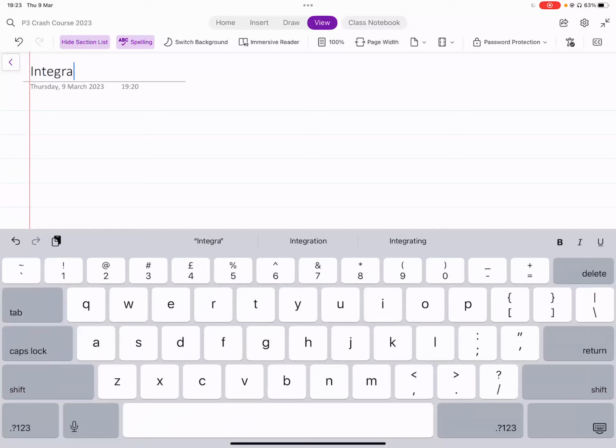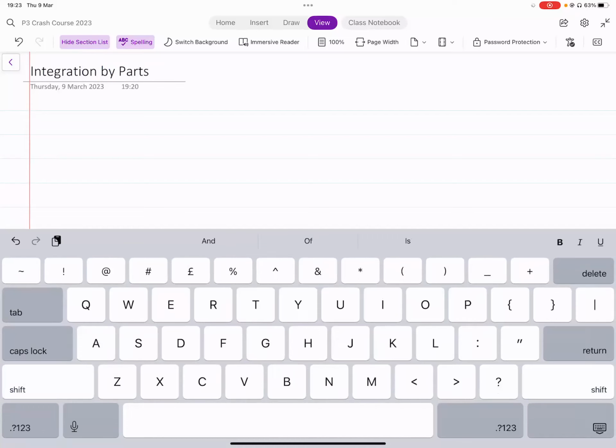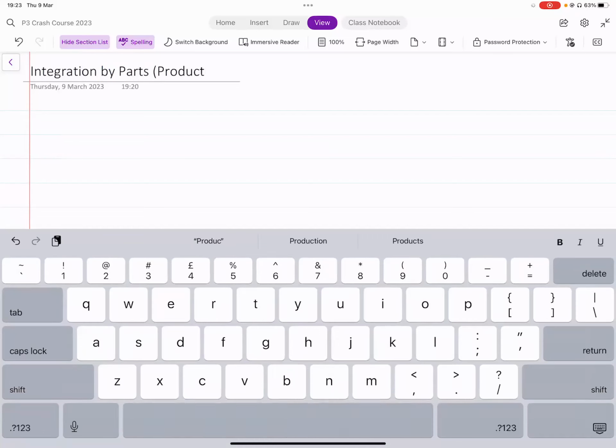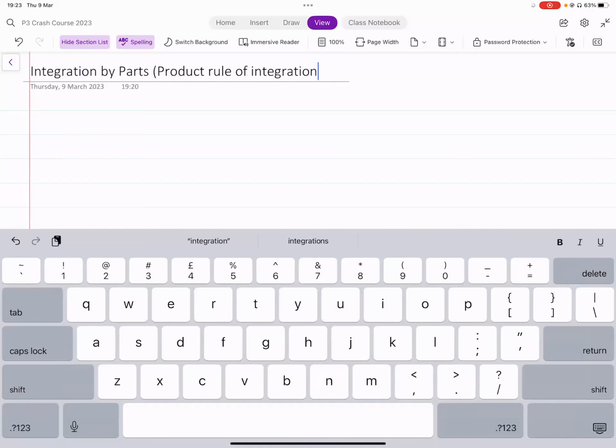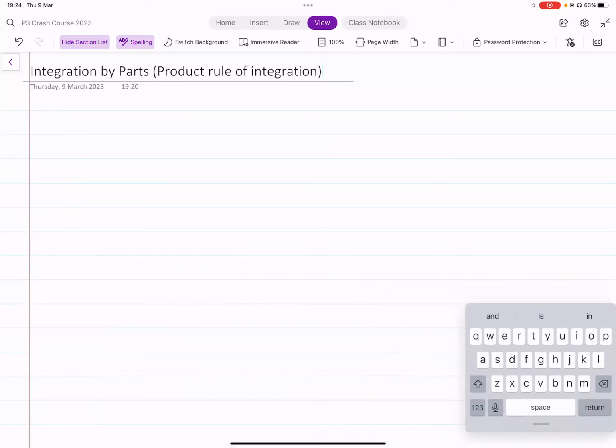Now there's a specific name for what we're doing, and it's called integration by parts. You can also call this the product rule of integration. It is sort of equivalent to the product rule of differentiation that we used to have, but for integration. The product rule that we have, we call this integration by parts. This is what we want to do today.